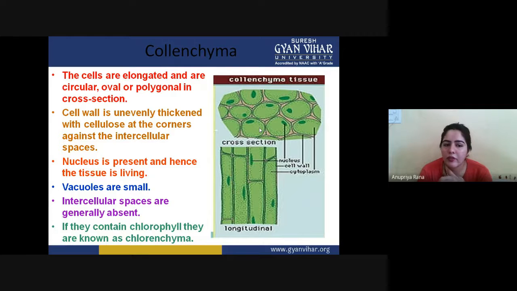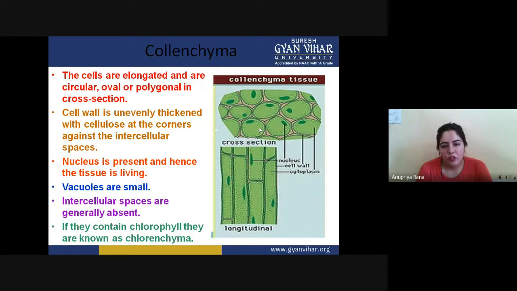Nucleus is present, vacuoles are small. That's why the vacuoles are small in collenchyma, because their major function is not storage. Their major function is to give mechanical support to the plant. Because of this deposition on their cell wall, they strengthen the wall of the cell. These strengthened cell walls make them a protective zone for the plant.